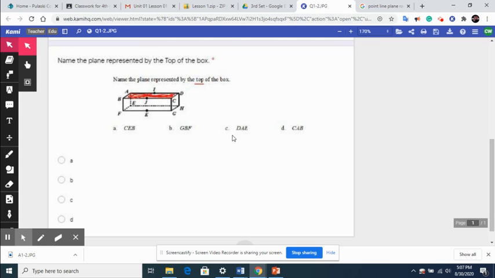Let's go ahead and look at C. Answer choice C says D, A, and E. Yeah, D and A are up there at the top of the box, but E is not. It's at the bottom once again. So the answer is not C. Well, let's look at D. D states C, A, and B. Ding, ding, ding. We have our winner. C, A, and B. They're all up top. They're all part of that plane. They're part of that red box, right? So our answer is D.